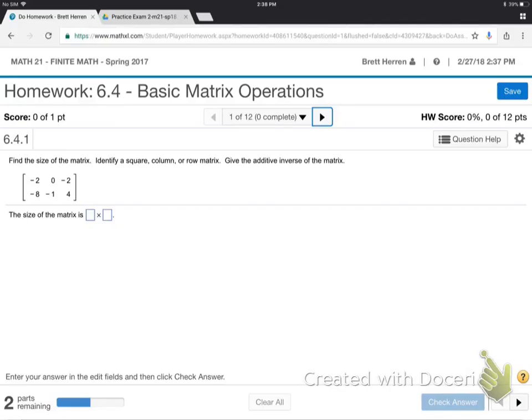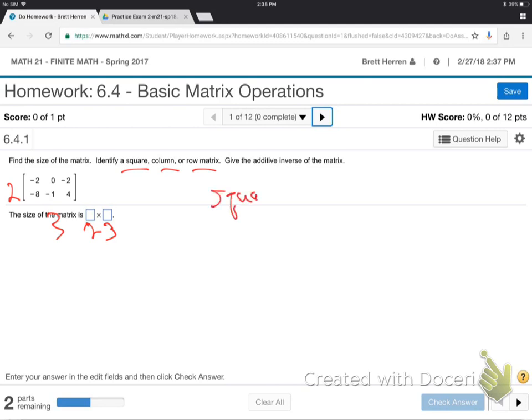Okay, so it starts off and says, what's the size of this matrix? That's the first question. It's down by across, 2 by 3. And then the next question is going to say, is this thing a square, a column, or a row matrix? None. It's none of those.